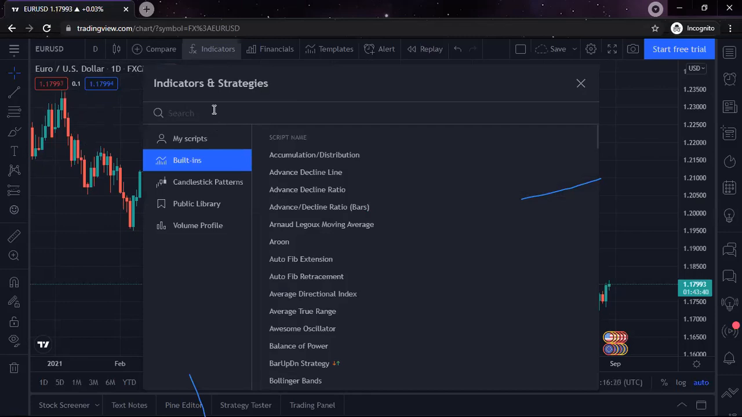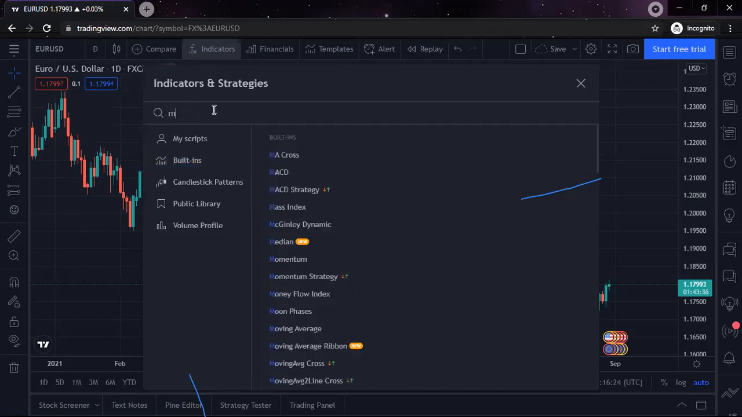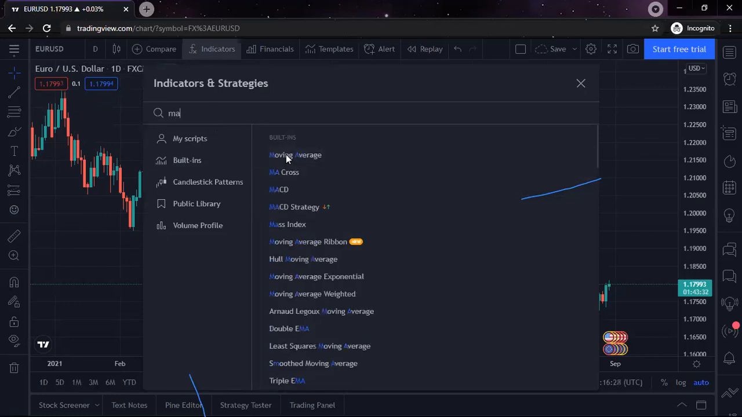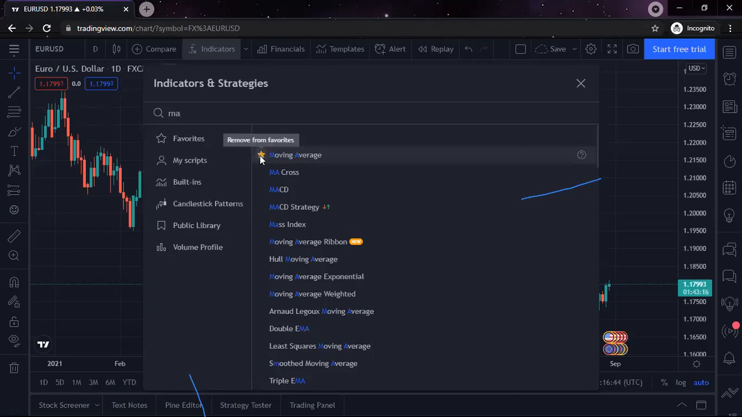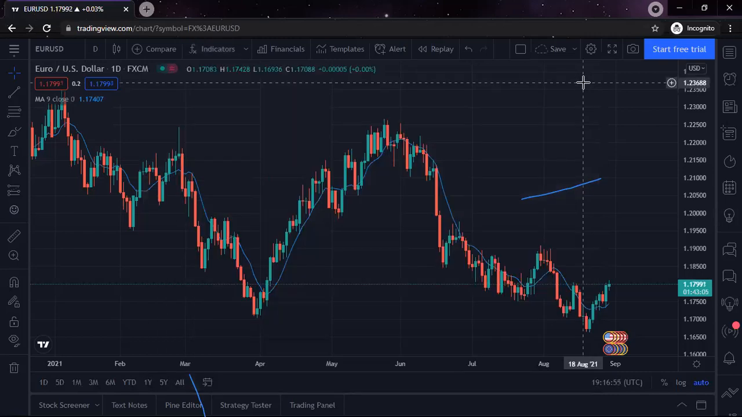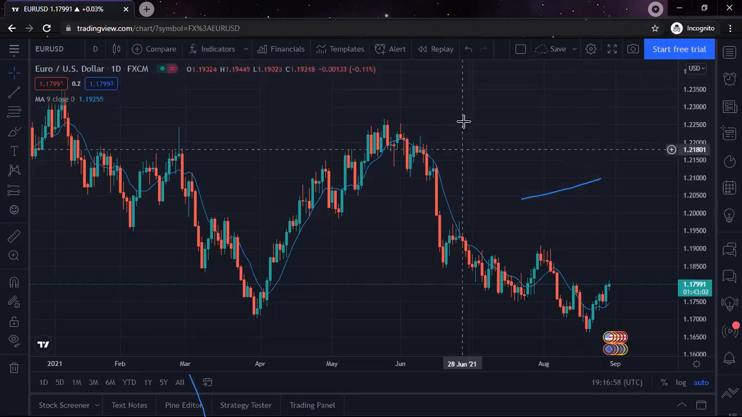With today's illustration, we are going to use MA, moving average. So we type in MA, and we see it right here. You can decide to add it to your favorites, or just click on it. For educational purposes, I'll click on the star to add it to our favorites, and then I'll come back here and click on it again. We will do it one after the other. After clicking on it, we close that menu and come and check.